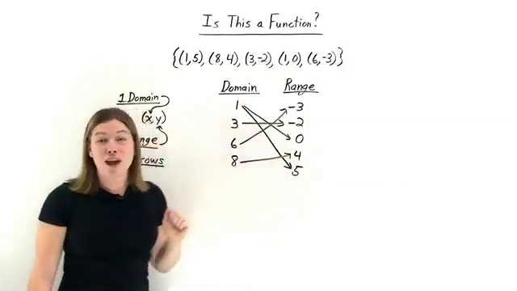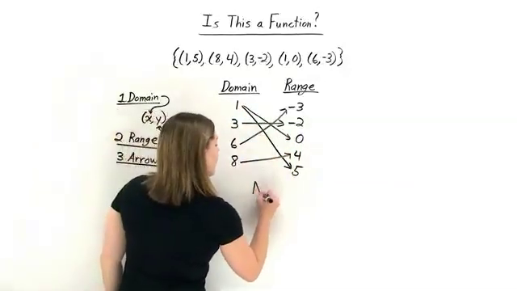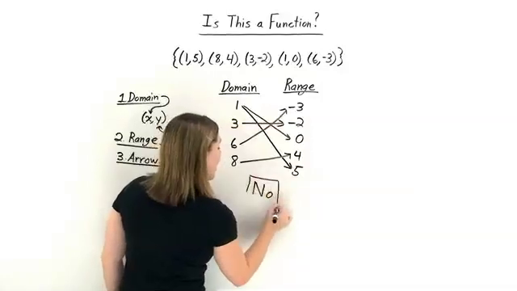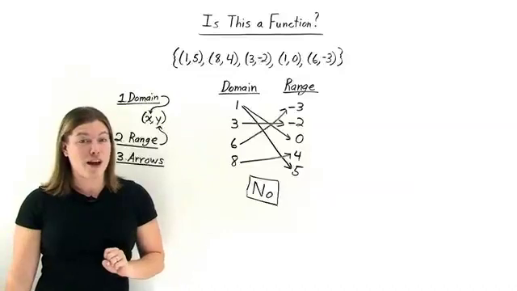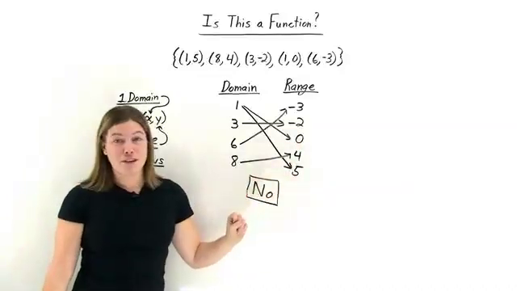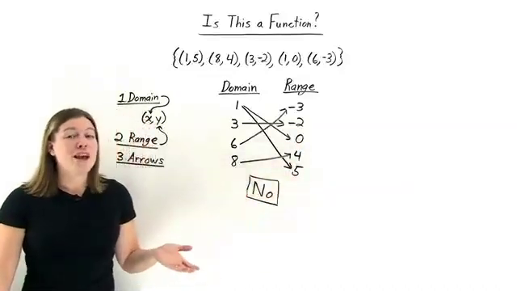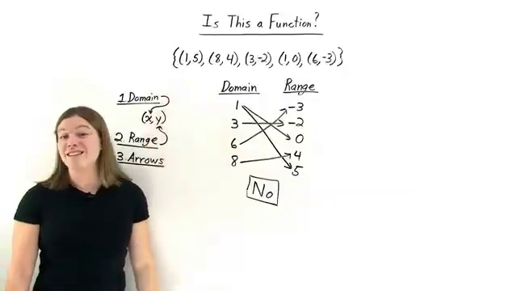And although that's okay with a relation, with a function, that is not all right. That means 1 has not been assigned exactly one output value. It's been assigned 2 output values. So here we have found that our relation is not a function.